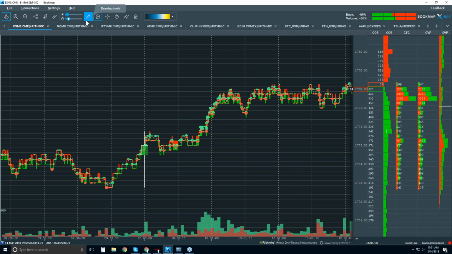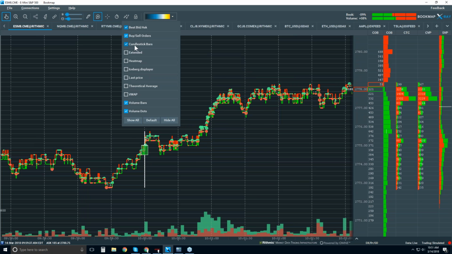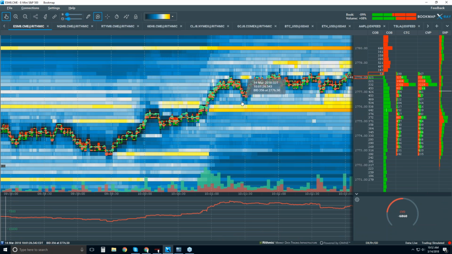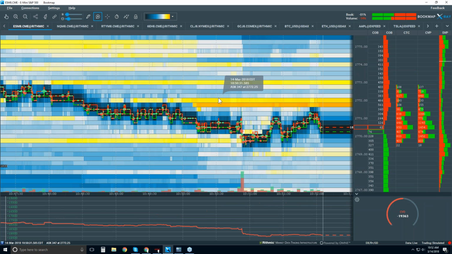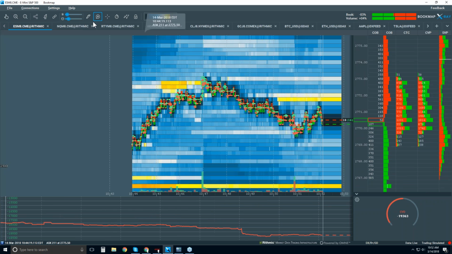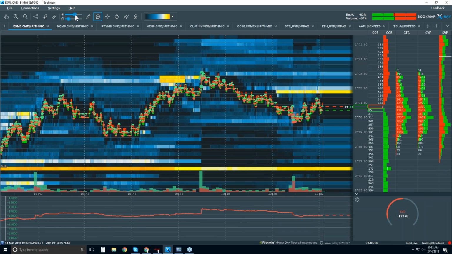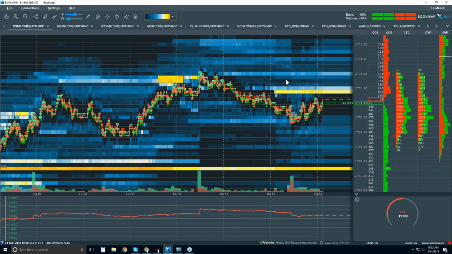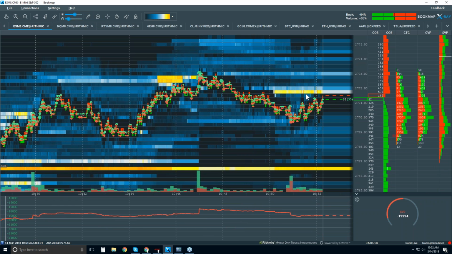The third element, let's get to that, and let's take off the candlestick chart. The third element is the heat map. This is going to give us the complete view of the order flow. This is what most other platforms simply do not offer. It's so much easier to see in Bookmap.